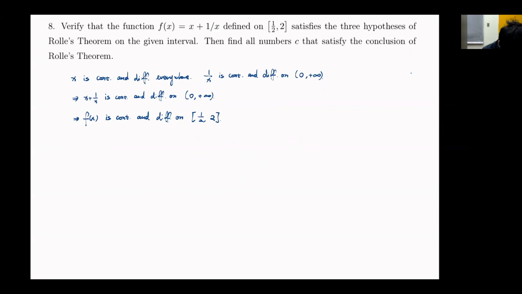And for the remaining one, all we need to do is compute. So f of 1/2 is going to be 1 over 1/2 plus 1/2. So this is going to be 2 plus 1/2. And let me be lazy not to compute it, because I can see that f of 2 is going to be equal to 1 over 2 plus 2. And you see that they are precisely the same thing. So f of 2 equals f of 1/2. So this is how we see that the third condition also holds. So Rolle's theorem applies.